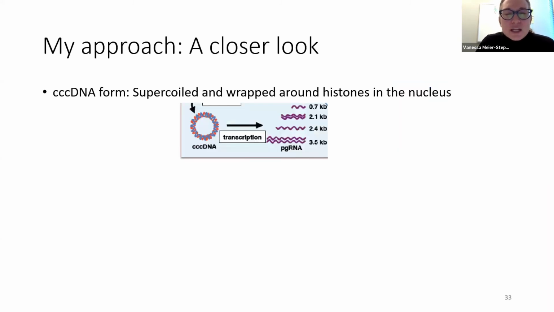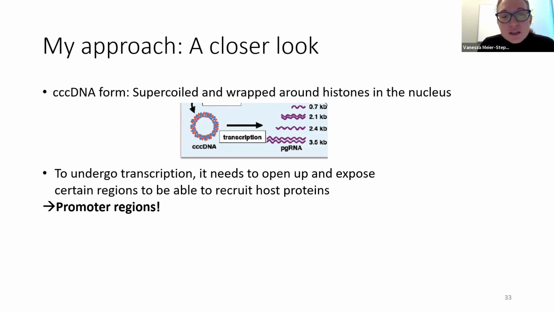My approach to this was taking a closer look at it. You have a form of the virus that's really tightly bound, very stable, supercoiled, wrapped around histones. Everything else looks just like our own DNA. So how are we going to actually tackle it? Well, it doesn't always exist in that tightly wound form, because for it to undergo transcription, it needs to open up and expose certain regions of its DNA to be able to recruit host proteins. And it does that at promoter regions.